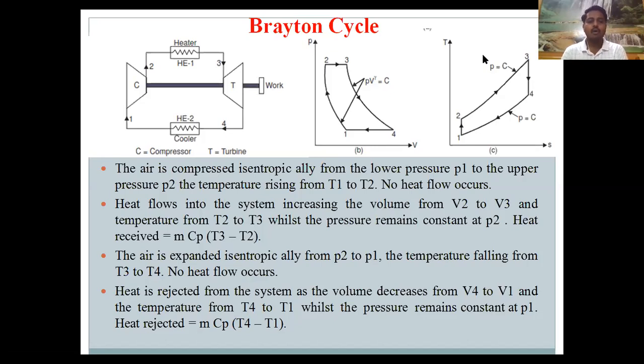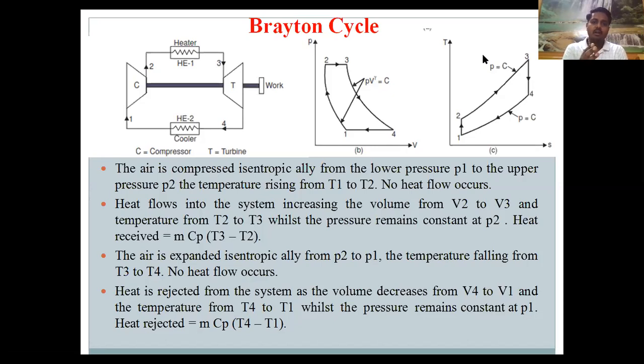Now, next is our cooler. Heat is rejected from the system as the volume decreases from V4 to V1. In the PV diagram, volume decreases from V4 to V1, and the corresponding temperature is from T4 to T1, while the pressure remains constant, corresponding with our inlet pressure of the compressor, that is P1. The heat rejected is equal to m Cp delta T, T4 minus T1. Okay, we get the concept.